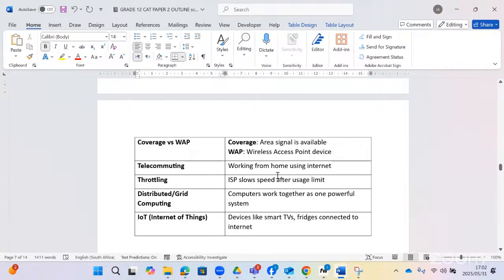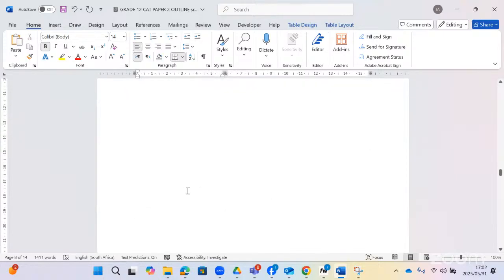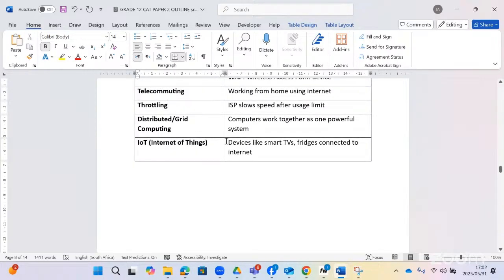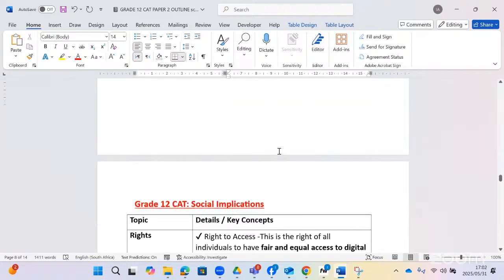Then telecommuting, working from home using the internet. And then throttling also, whereby the ISP slows down your speed after data usage. Then we also have distributed or grid computing, like I explained earlier. And then we also have fair internet usage, and then IoT, Internet of Things. Right. So the IoT is whereby devices like smartphones and fridges are connected to the internet. So you must know this also as well.